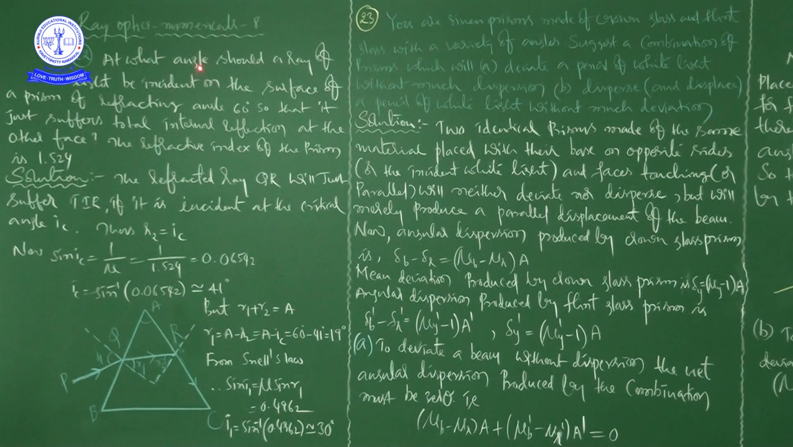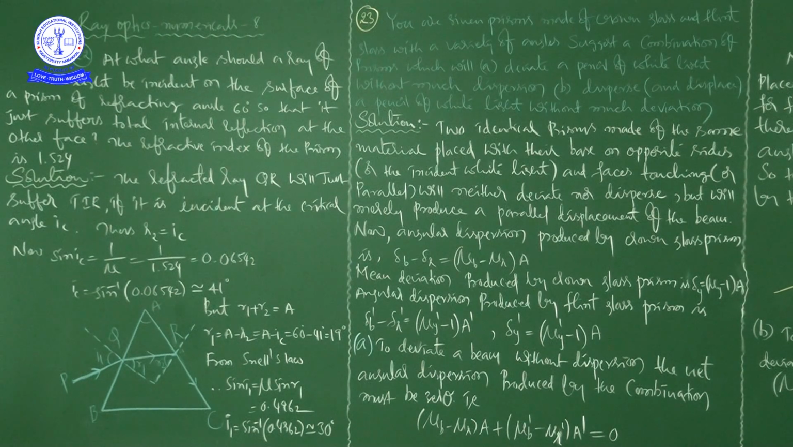So whatever he is asking us to find: at what angle should a ray of light be incident on the surface of a prism of refracting angle 60 degrees, so that it just suffers total internal reflection at the other face? That angle is 30 degrees. Okay. Next problem.